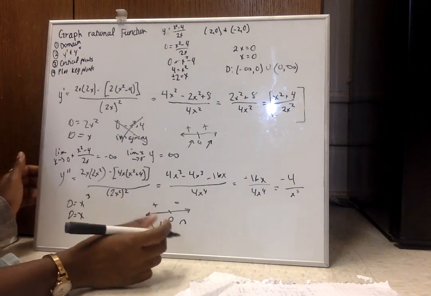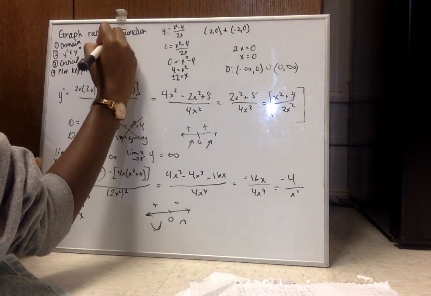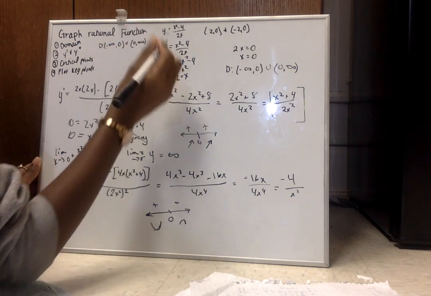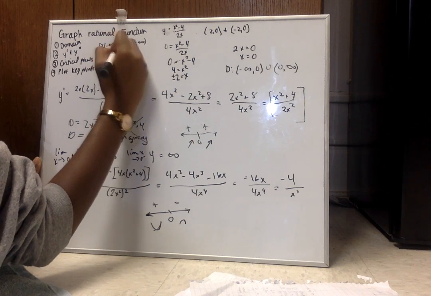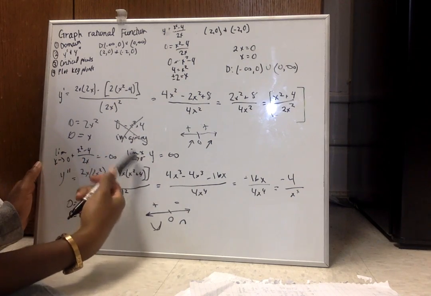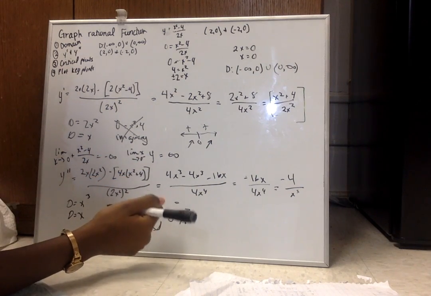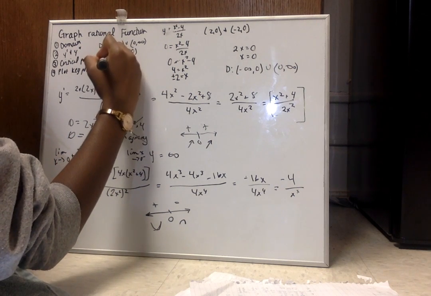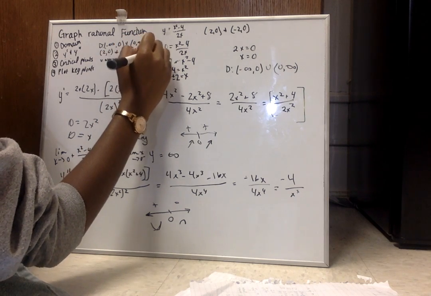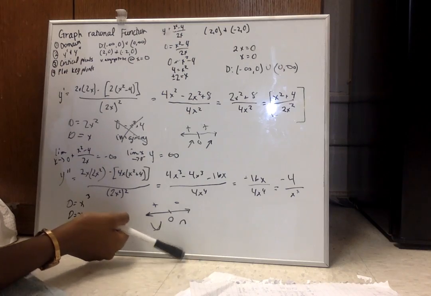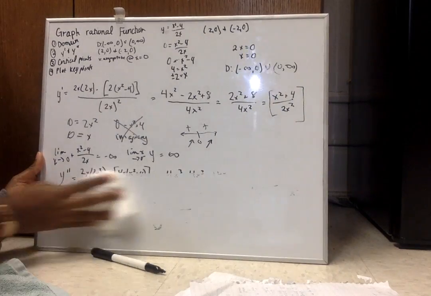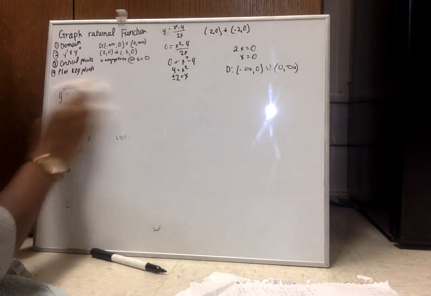So I'm just going to write them right here so we can have a reference when I erase the board. Negative infinity, comma 0, union 0, positive infinity. We're going to have (2, 0) and (negative 2, 0). We're going to have our asymptote at 0. We're going to have these intervals of concave up and concave down. And we're going to have our intervals of increasing. So let's graph it.